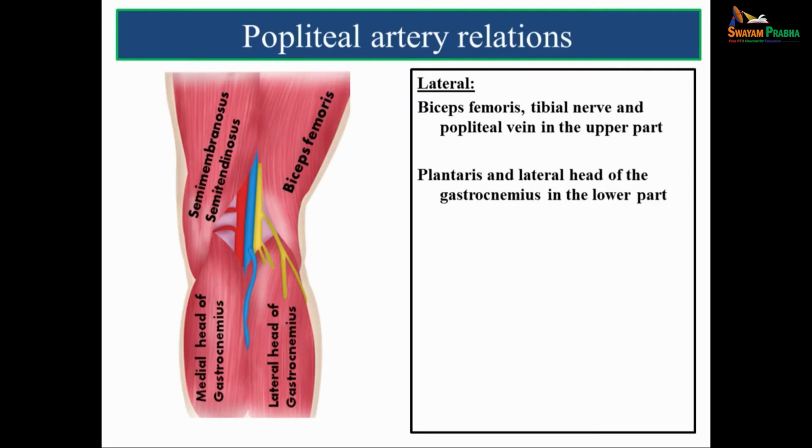Now let us see the medial and lateral relations of the popliteal artery. This is the popliteal artery, this is the popliteal vein, and this is the tibial nerve. On the lateral side, we have the biceps femoris muscle in the upper part. Plantaris muscle, which is not seen in this picture, but actually it will appear here. Plantaris and the lateral head of the gastrocnemius are related in the lower part.